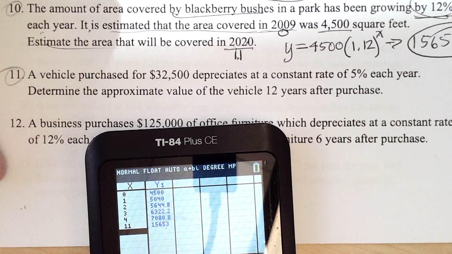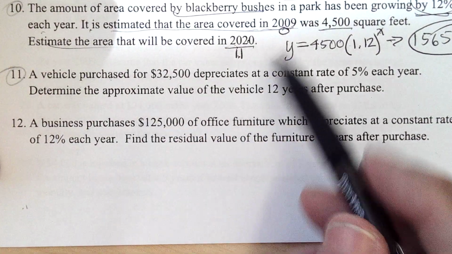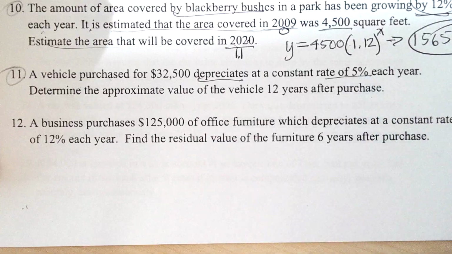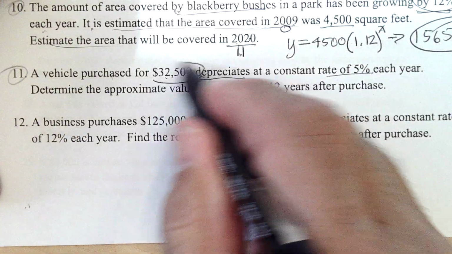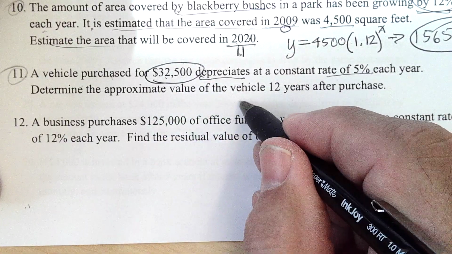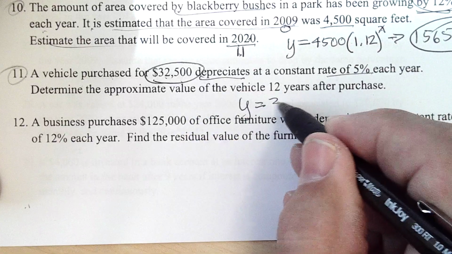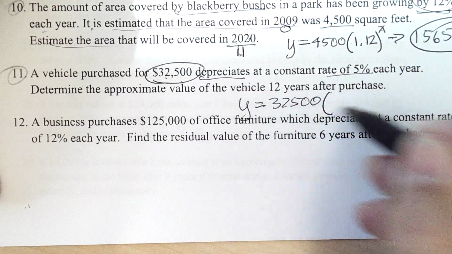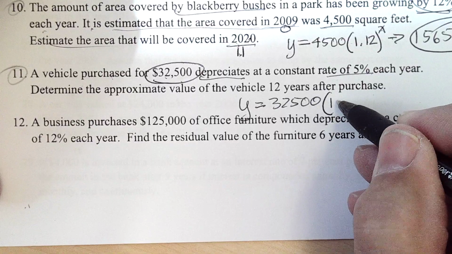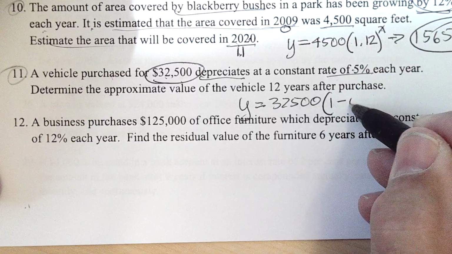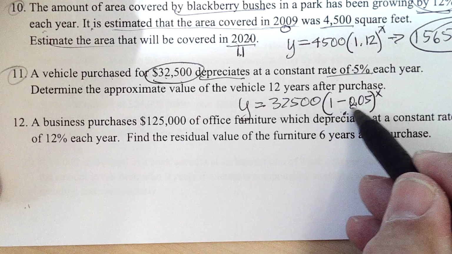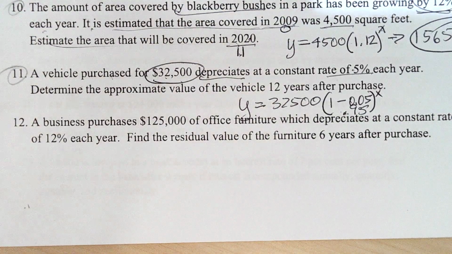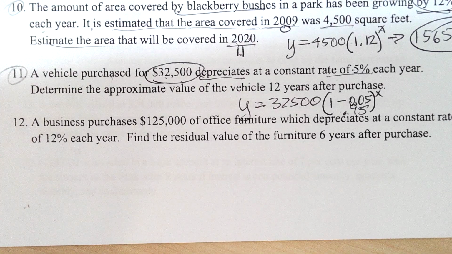Okay, now I put this one on because we're now not increasing but decreasing at 5%. We lose value. So we're just going to say the starting amount's this. So the value of the car is equal to starting value 32500 times 100% minus 5% to the x, which means this is really 0.95. A 0.95 is how much we keep. If we lose 5%, the value of the car is 95% of what it was.